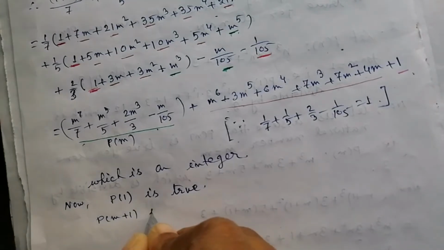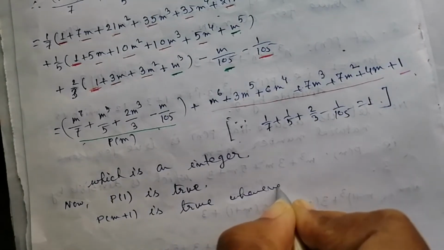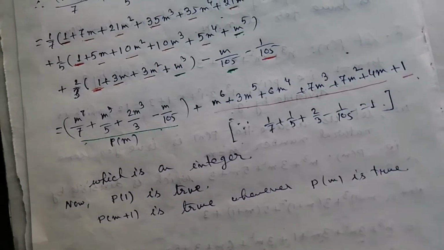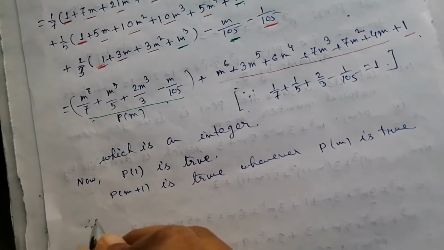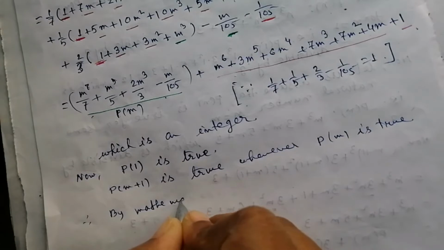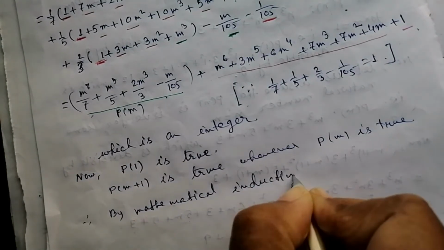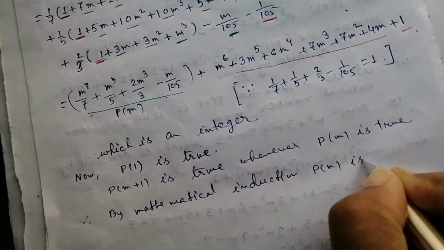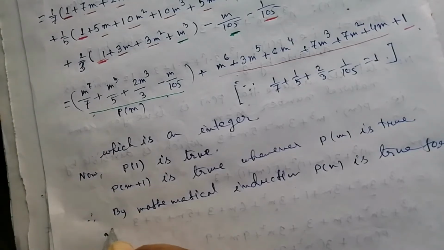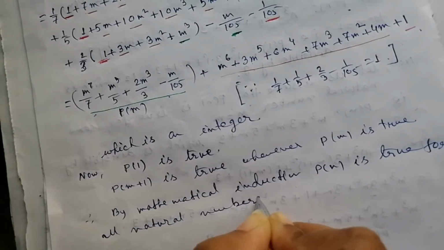P(m+1) is true whenever P(m) is true. Therefore, by mathematical induction, P(n) is true for all natural numbers.